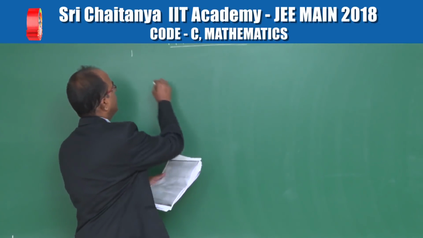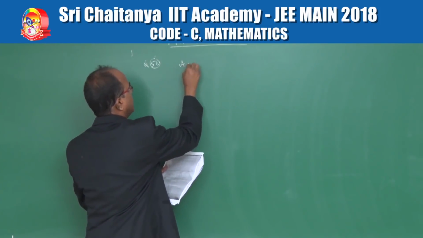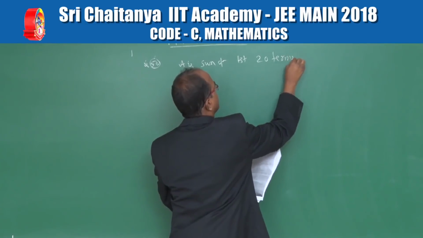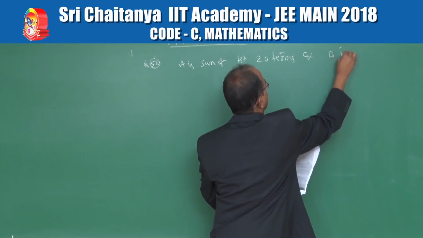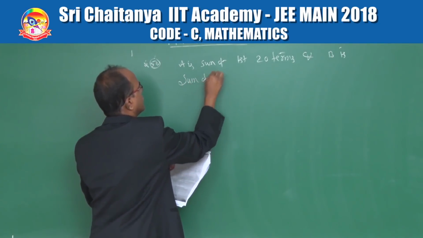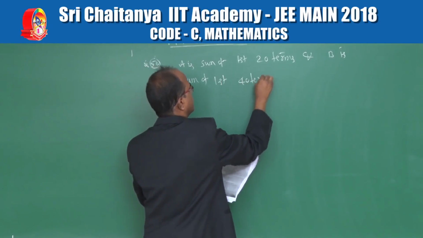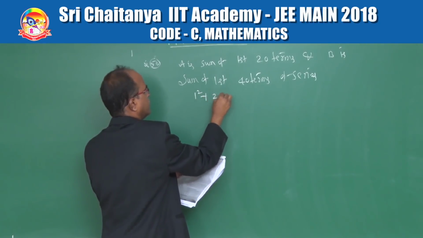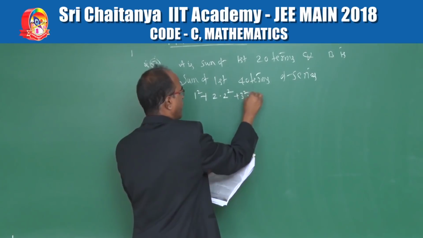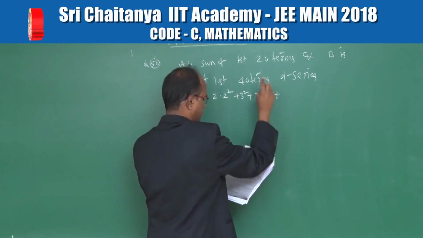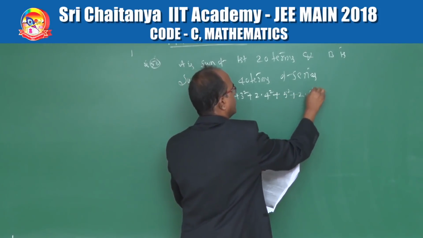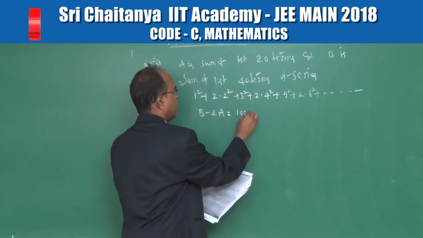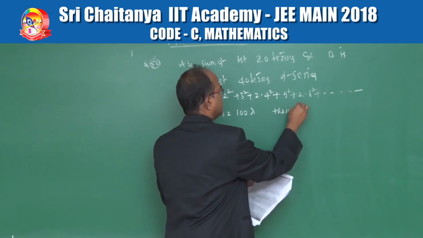Now we will discuss question 15. A is the sum of the first 20 terms and B is the sum of the first 40 terms of the series 1 square plus 2 into 2 square plus 3 square plus 2 into 4 square plus 5 square plus 2 into 6 square and so on, and B minus 2A is given to be 100 lambda. Then what is lambda equal to?